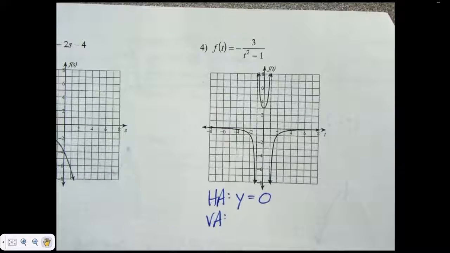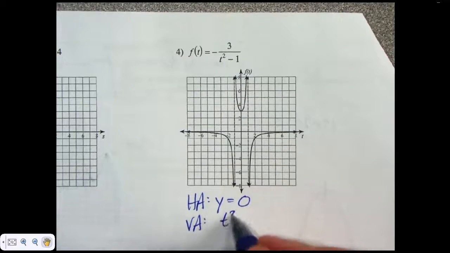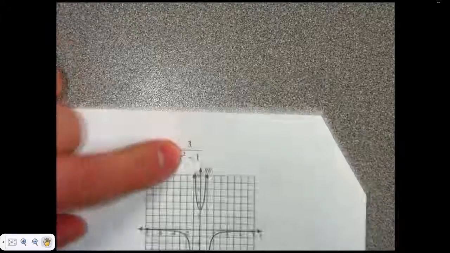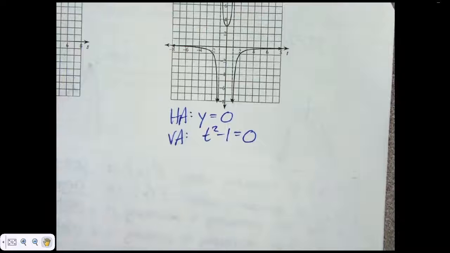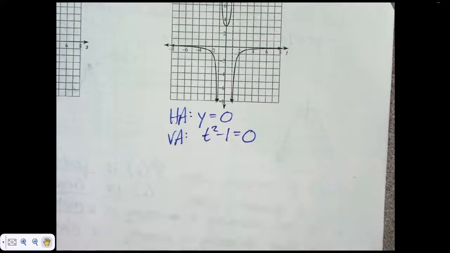Vertical asymptote. Vertical asymptotes happen when the bottom equals 0 and the top doesn't. So I don't really have to worry about the top being anything here because it's just a number. But when the bottom equals 0, I have a vertical asymptote.